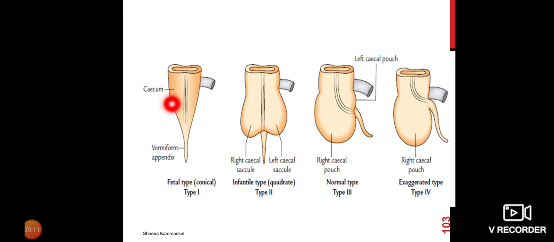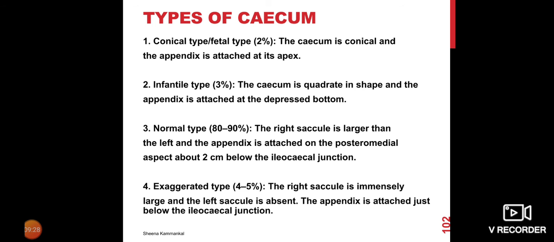This is a picture of the conical cecum. Conical means the end of the cecum will be conical in shape. To the apex of the cecum, the vermiform appendix is attached. So this kind of cecum is present in 2% of people.